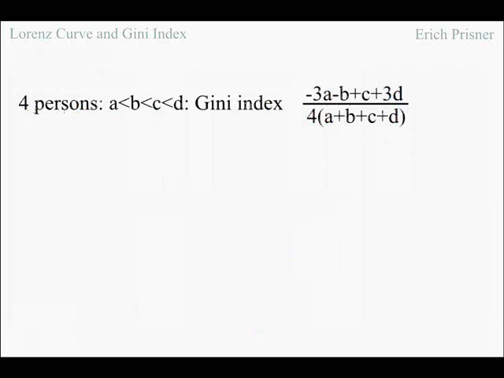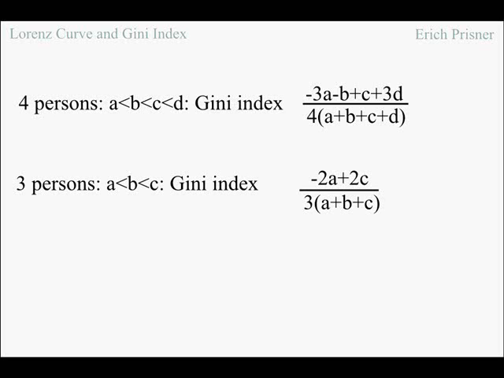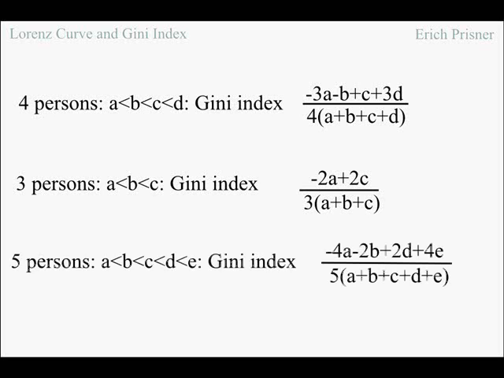For other numbers of persons we get similar formulas. For instance, for 3 persons with quantities a less or equal b less or equal c, we get Gini index equals negative 2a plus 2c divided by 3 times a plus b plus c. And for 5 persons with quantities a less or equal b less or equal c less or equal d less or equal e, we get Gini index equals negative 4a minus 2b plus 2d plus 4e divided by 5 times a plus b plus c plus d plus e.